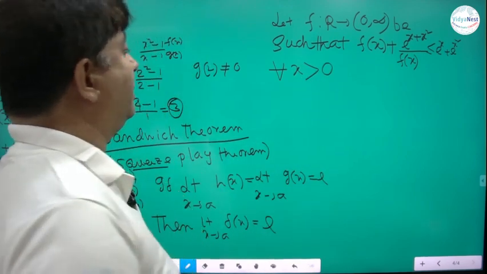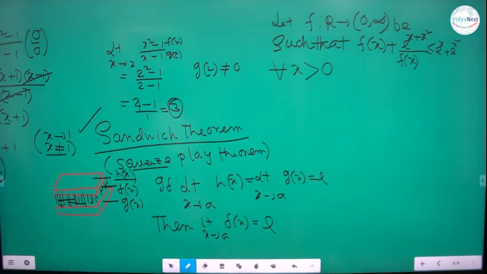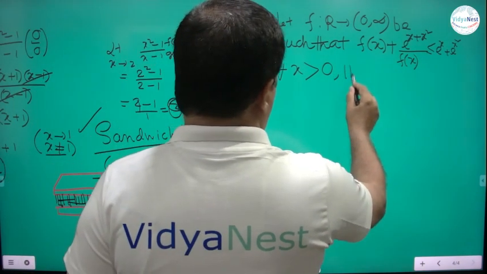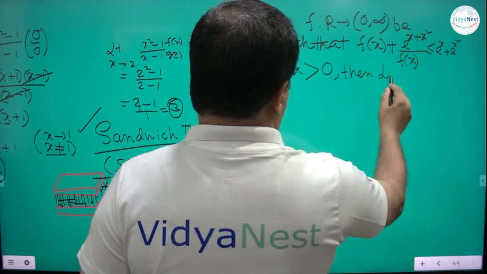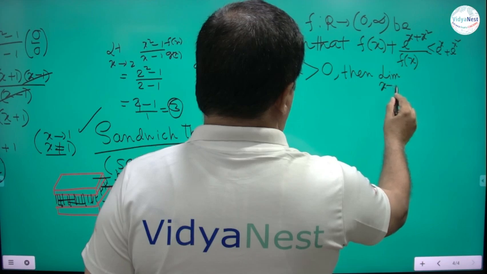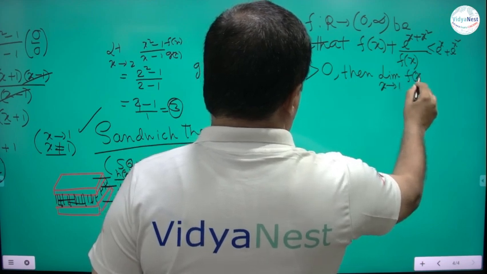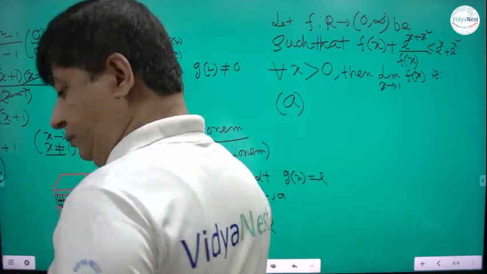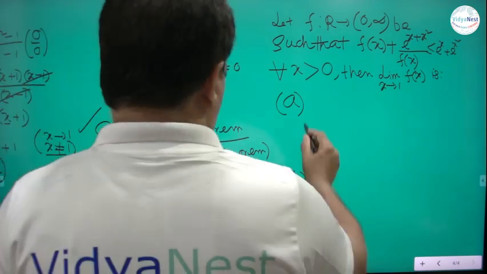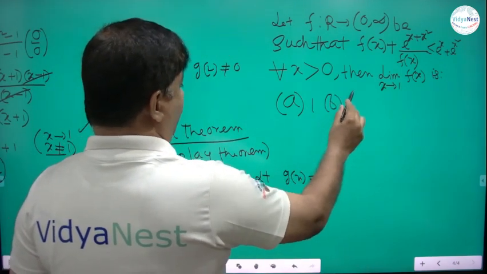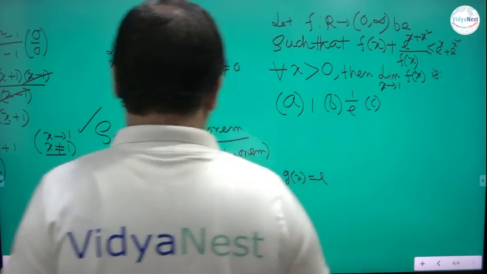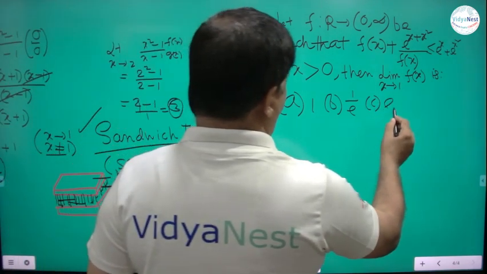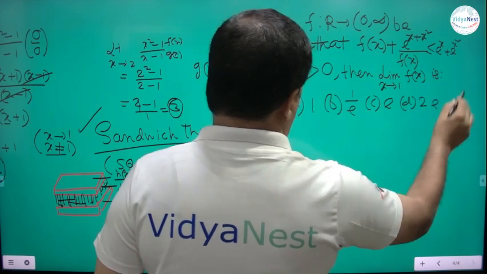For all x greater than 0, then the limit as x tends to 1 of f(x) is: option A, 1; option B, 1 by e; option C, e; option D, 2e.